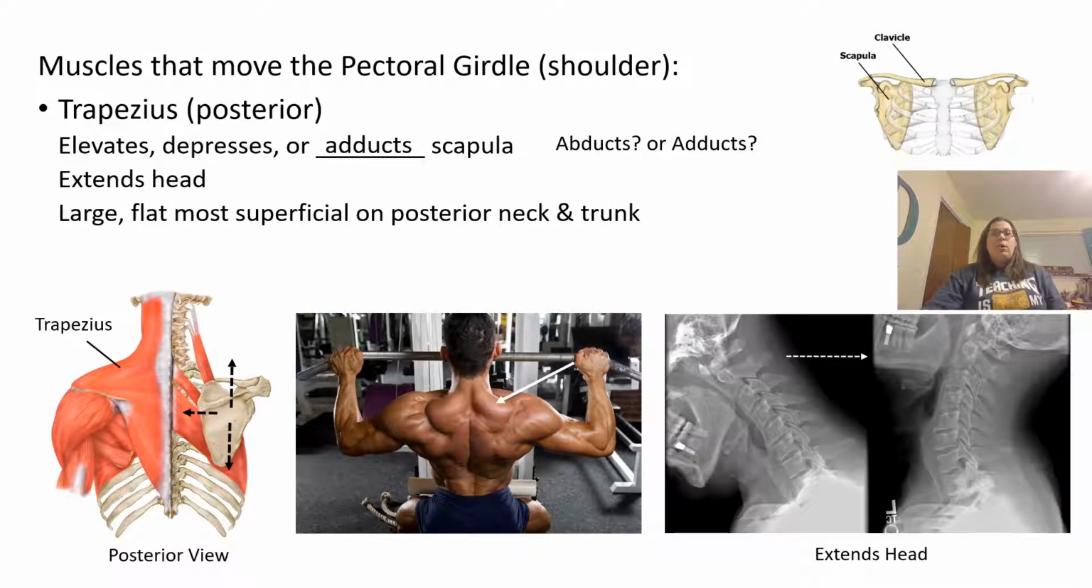Okay, and so we work our traps a lot of times when we do a pull down, in a sense. Okay, and we feel that in the traps area, and it also is going to allow you to extend the head backwards.